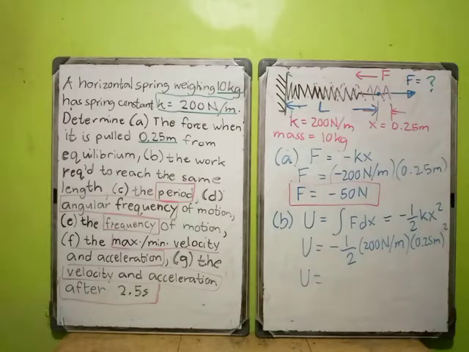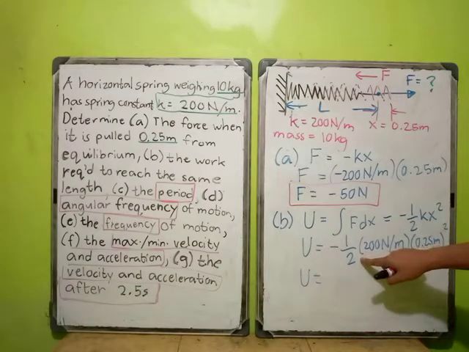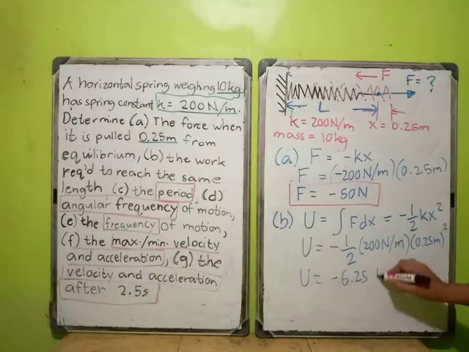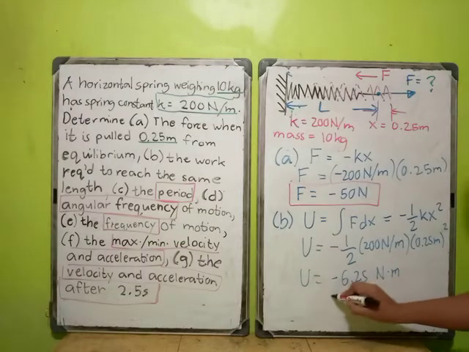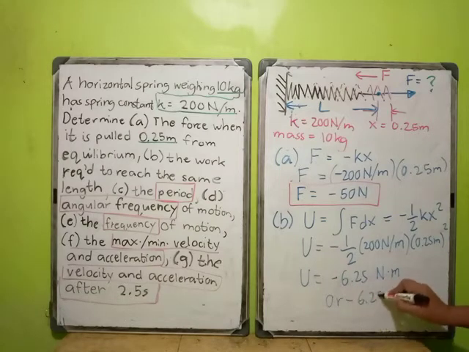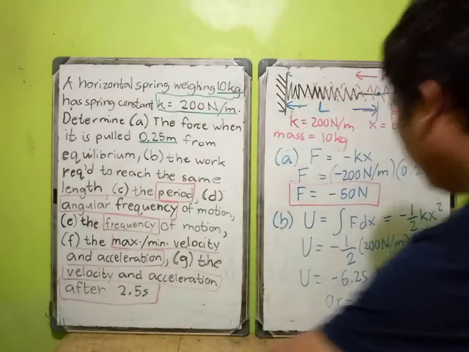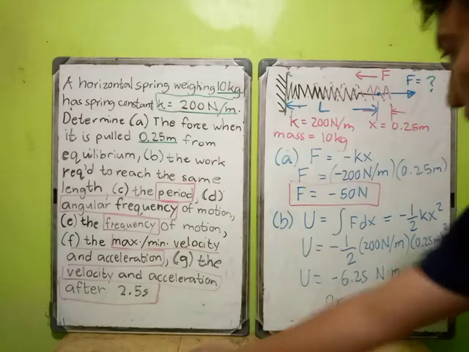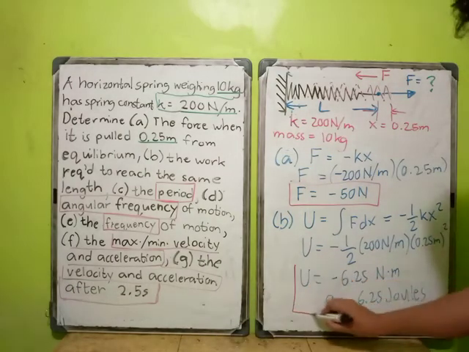So, U will be 0.25 squared, 0.0625. So it will become negative 6.25 Newton meter, or negative 6.25 joules. So this is the answer. Okay? So check muna natin. Baka magkamali tayo. So tama. Ito yung sagot. Yan.